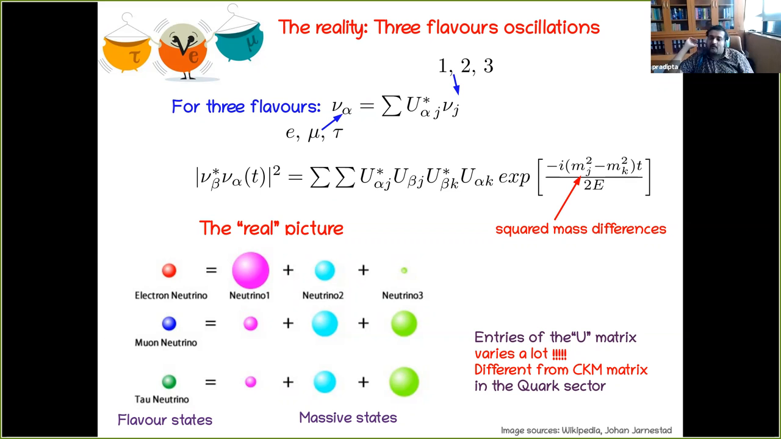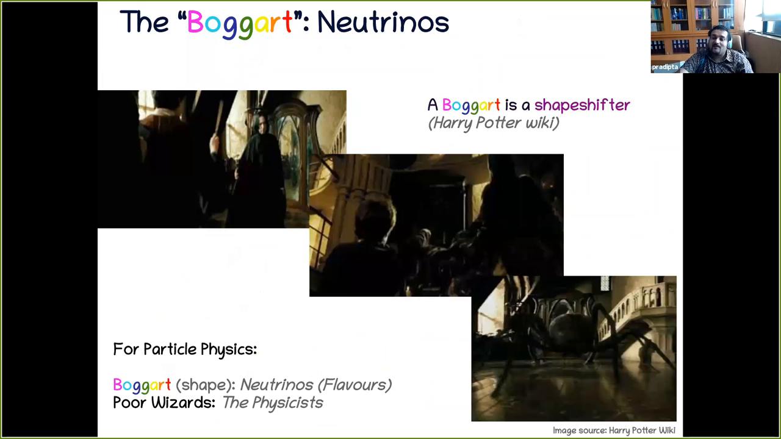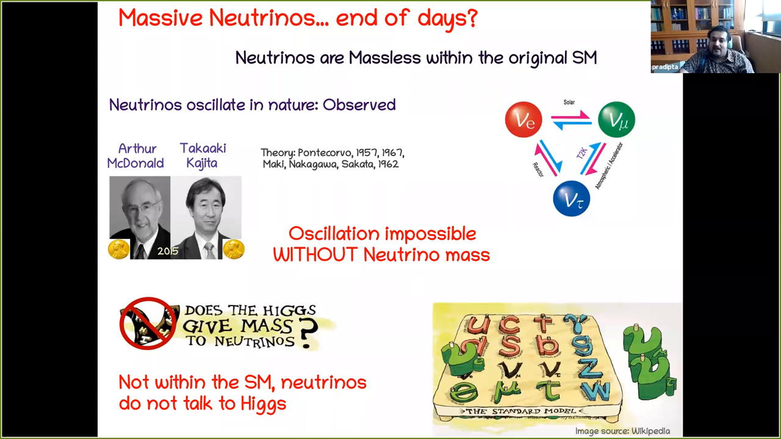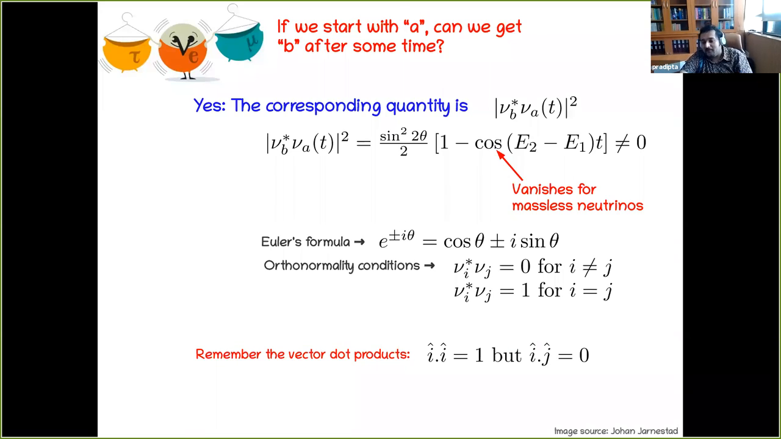I'm sorry, I don't want to show it here. That particular matrix is known as the Cabibbo-Kobayashi-Maskawa matrix, or the CKM matrix. But that is completely different here. This matrix is known as the PMNS matrix, after these four gentlemen who discovered these things: Pontecorvo, Maki, Nakagawa, Sakata. Just like the CKM is named after the persons who discovered it.